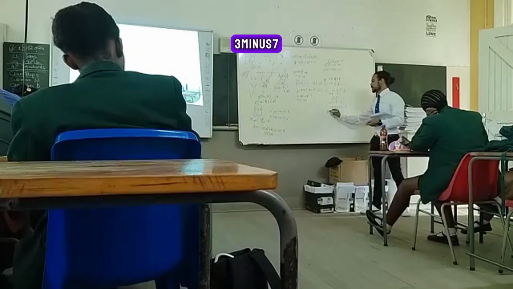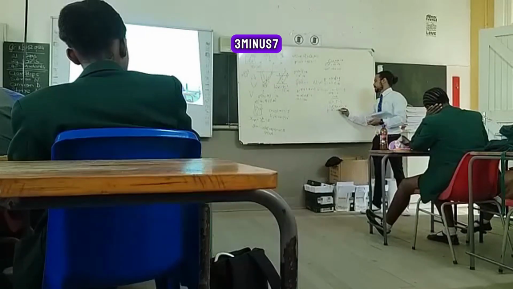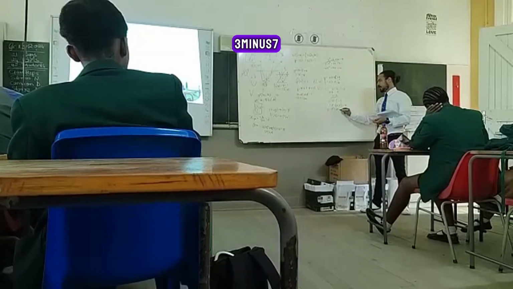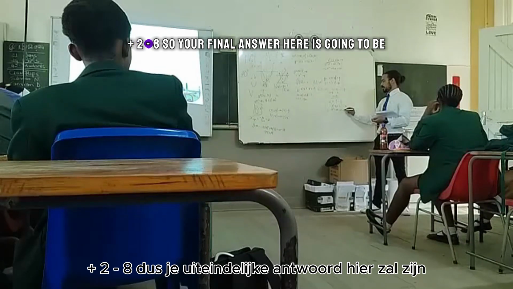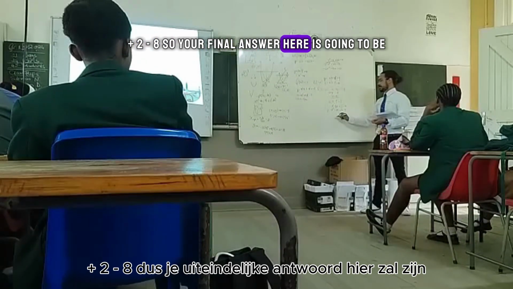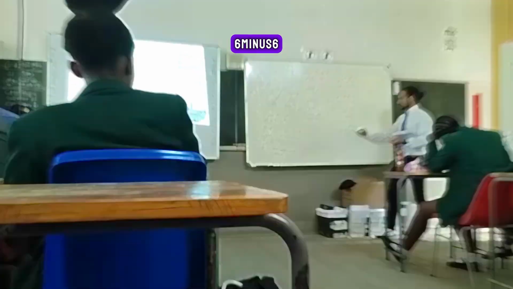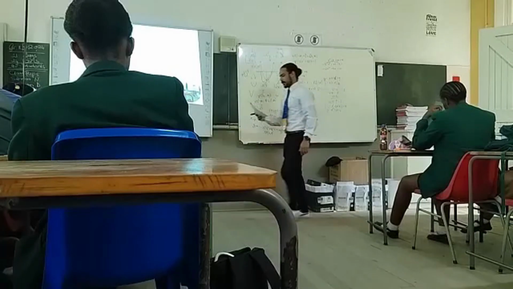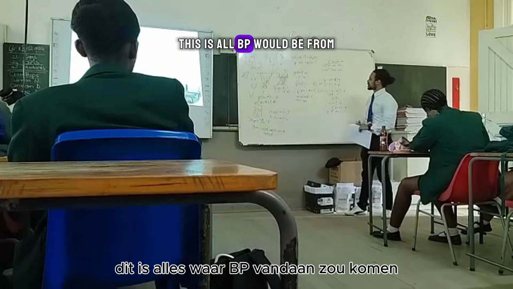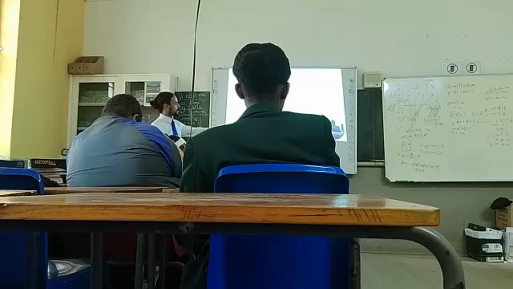Y is equal to, now I expand it, so that becomes 2x squared minus 4x, minus 7 plus 2, no, minus 8. So your final answer here is going to be 6, minus 6. So what is the value? 4.5. The distance of VP would be from, let's see what you get here. Thank you, I forgot that.